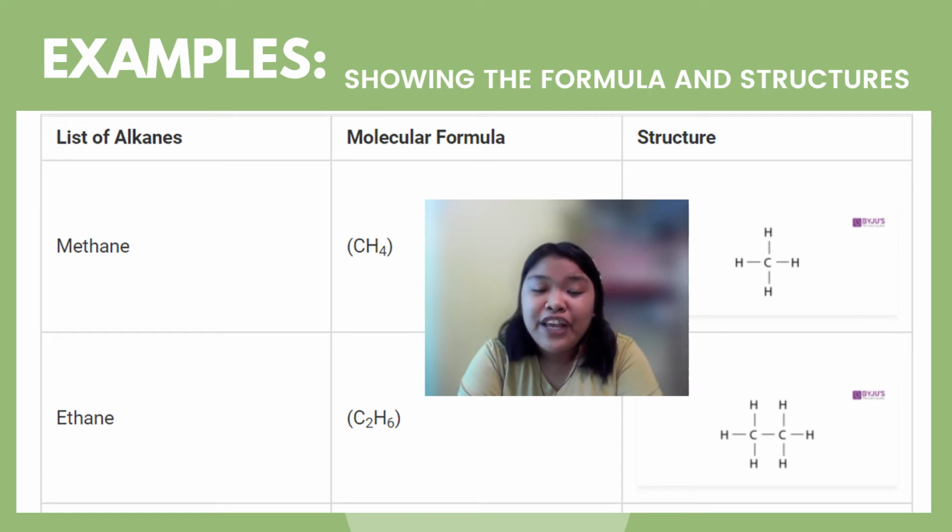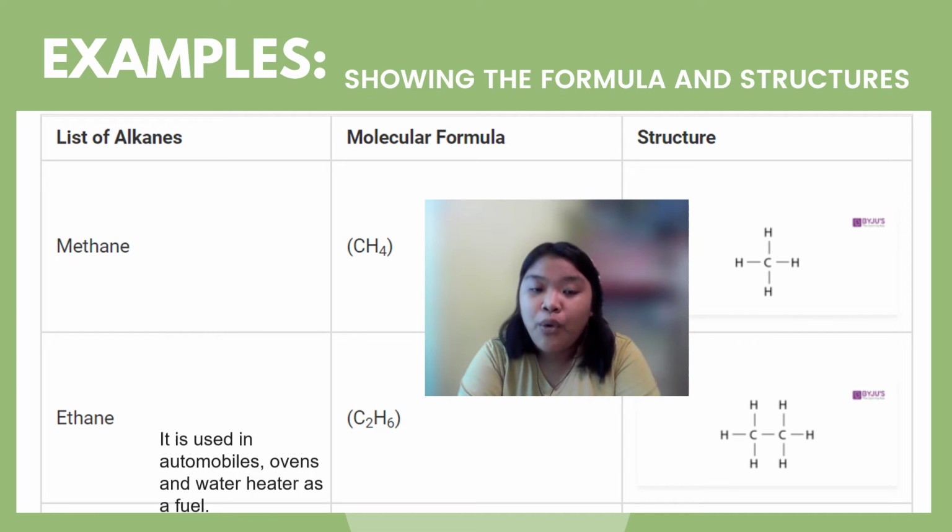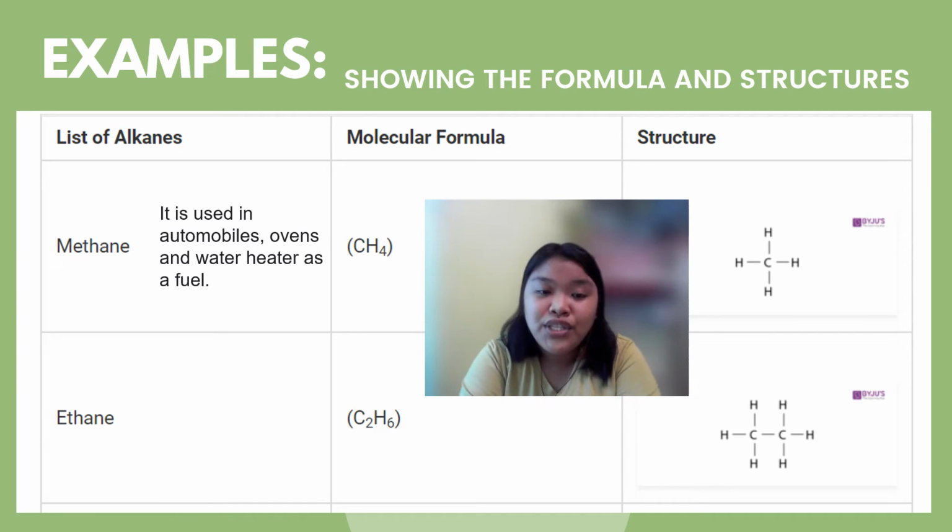So what are the uses of methane? So there are a lot of uses of methane, but I only put 1. So uses of methane, it is used in automobiles, ovens, and water heater as fuel. Imagine, fuel, pwede pala siyang gamitin. 'Di ba yung methane? Actually, class, yung methane talaga is, ito yung kadalasang ginagamit natin. Ito yung laging ginagamit natin in everyday life.